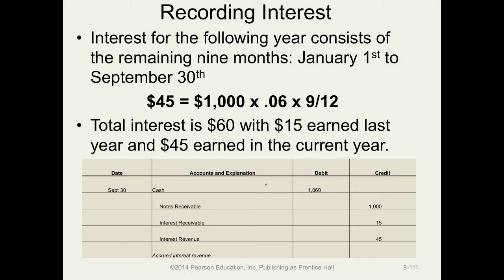We do collect the maturity value by debit to cash for $1,060. We credit notes receivable for its face value or the par value of $1,000. Sometimes this is called face value or par value. We credit the interest receivable we collected. This is not revenue. It was revenue in 2014, but not in this year. And then, of course, the interest revenue is the balance. So the maturity value is collected at the end of the term of the note.